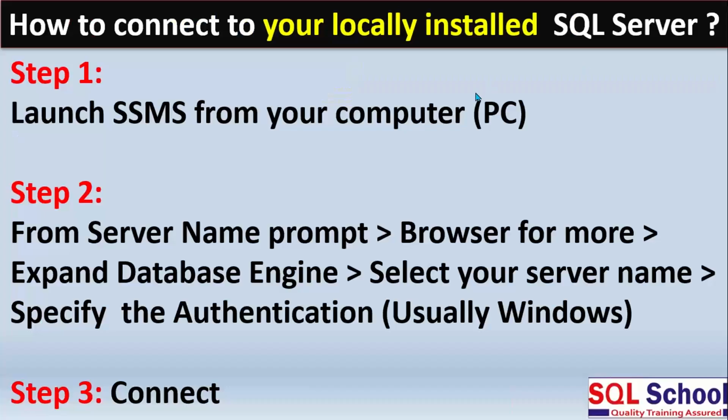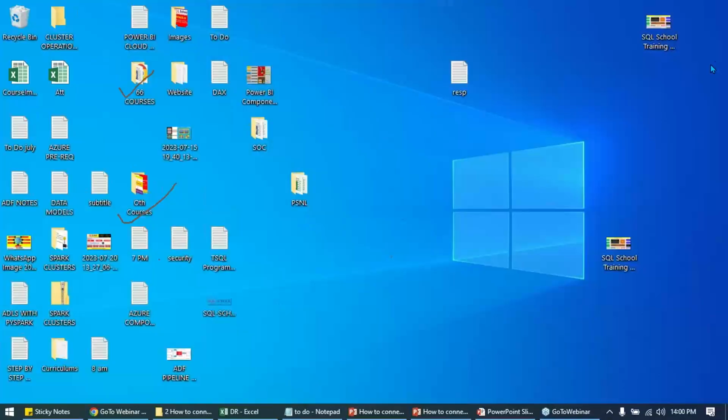Let's get started. Let's see how to connect your locally installed SQL Server. I assume you installed SQL Server. You install SSMS. Now, what do we do? Launch SSMS first. There you see a server name prompt. Browse for more, expand database engine, and select your server name, connect. Usually authentication would be Windows. What does it mean? Let's see. Let's understand. Simple and straight. What is that? Yes, here it is.